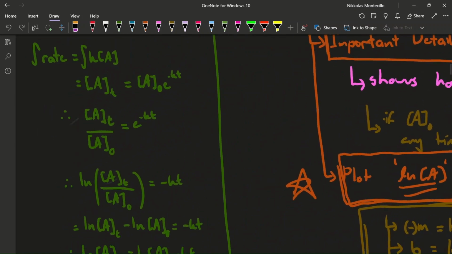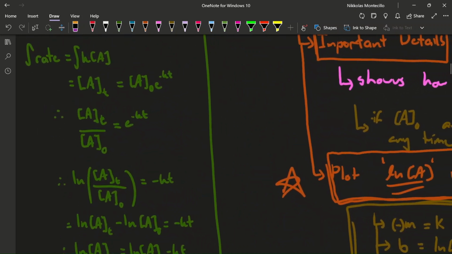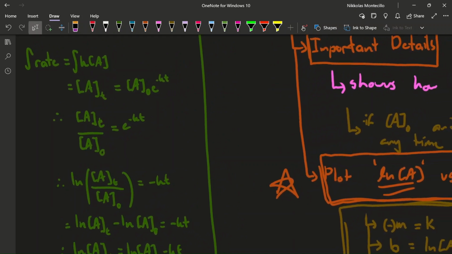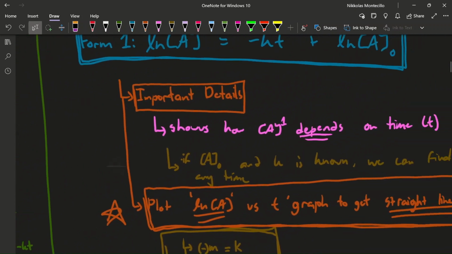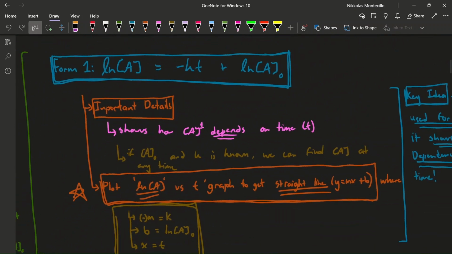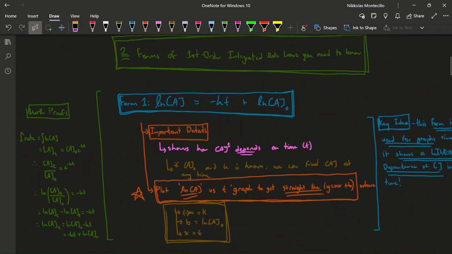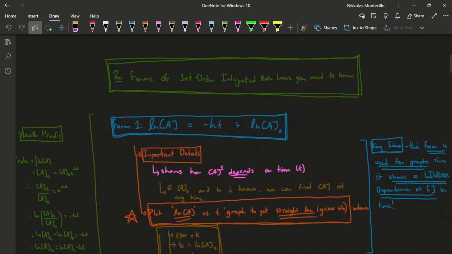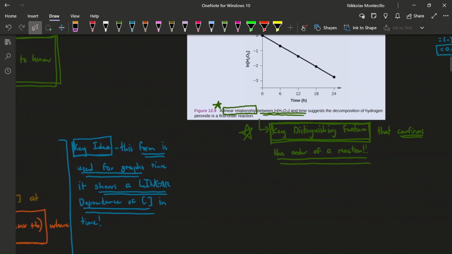Just for reference, you don't need to know this, but if it's of your own interest, you can take a screenshot of my math if you feel like it would help you understand the concept of first order integrated rate laws. Okay? With this in mind, let's go through an example, using this form of first order integrated rate laws.